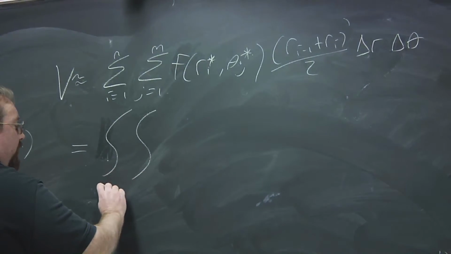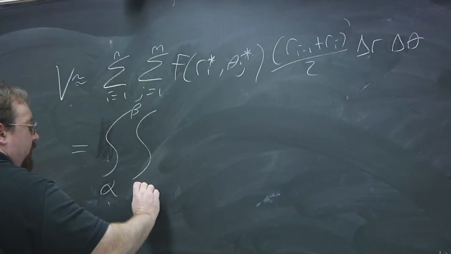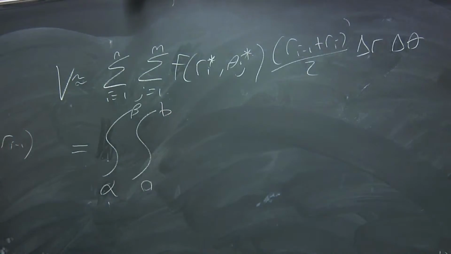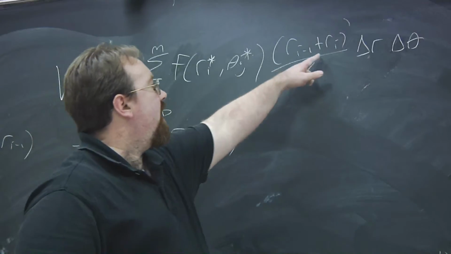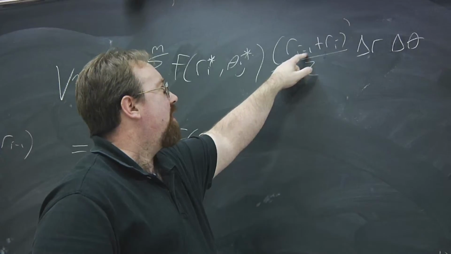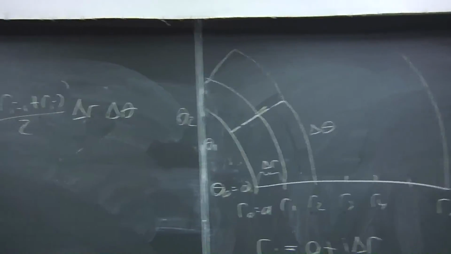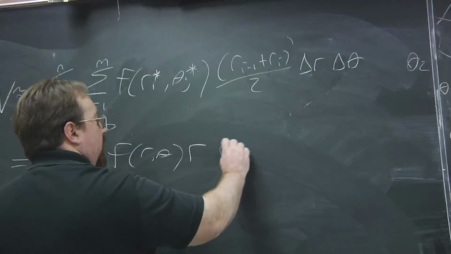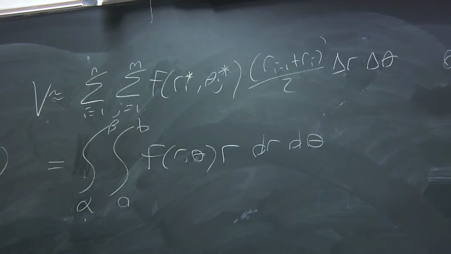An integral from alpha to beta in the theta variable, from a to b in the r variable. We have f of r, theta. Now this factor right here, Ri minus 1 and Ri, those are converging to each other because the widths of all these subintervals are going to 0. So if this converges to r, then we have dr d theta. So this is how we compute the volume of a solid expressed in polar coordinates whose height is given by this function.